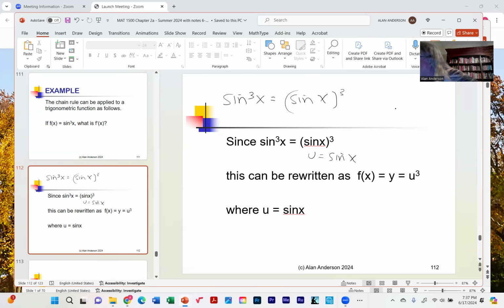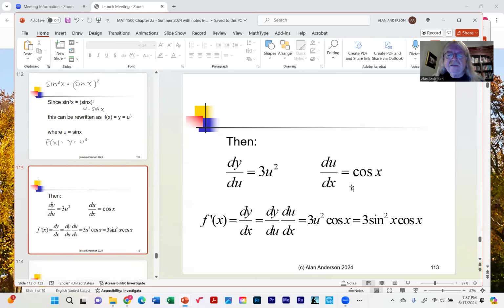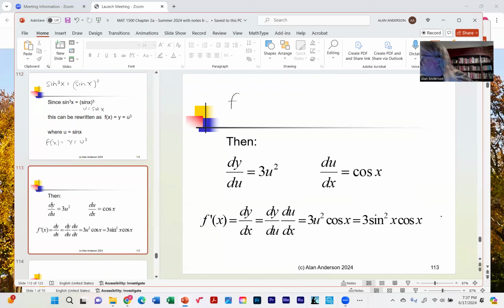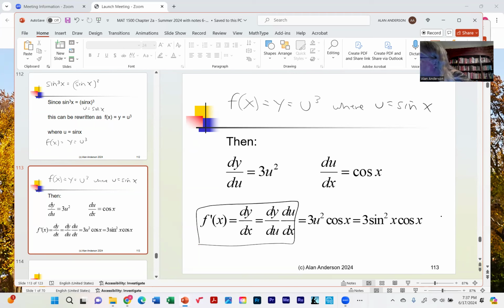Okay. Well, if that's the case, then our function could be thought of as u to the 3rd power. So remember again, as far as this definition is concerned, we need dy du and we need du dx. Here we see that applying the power rule leaves us with 3u squared.